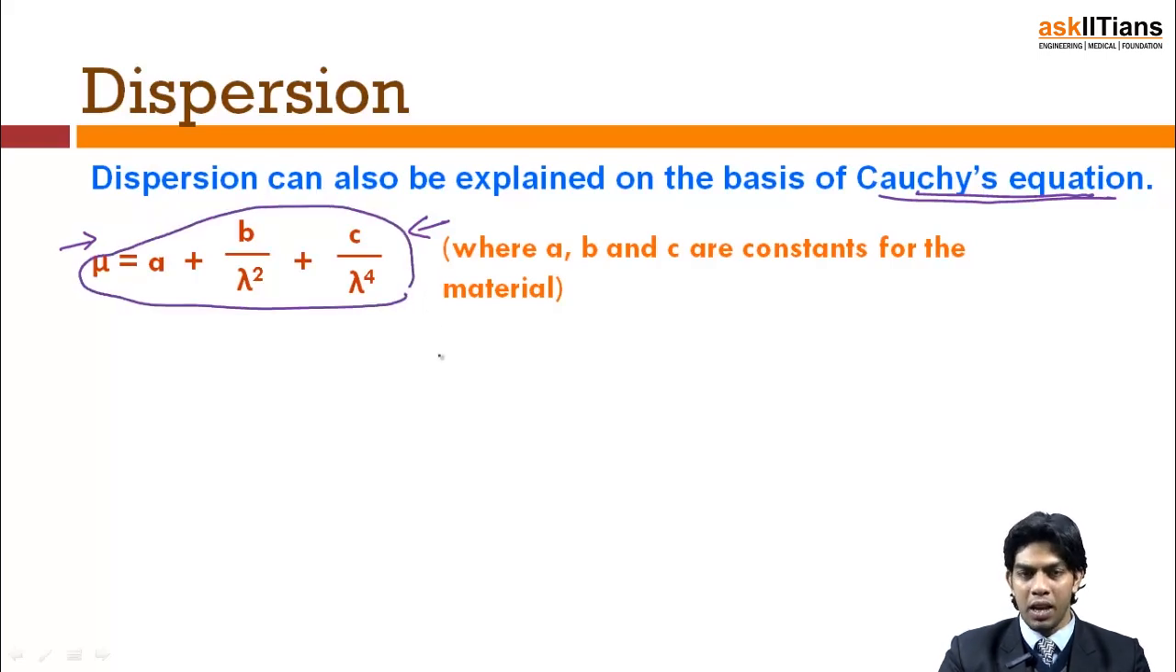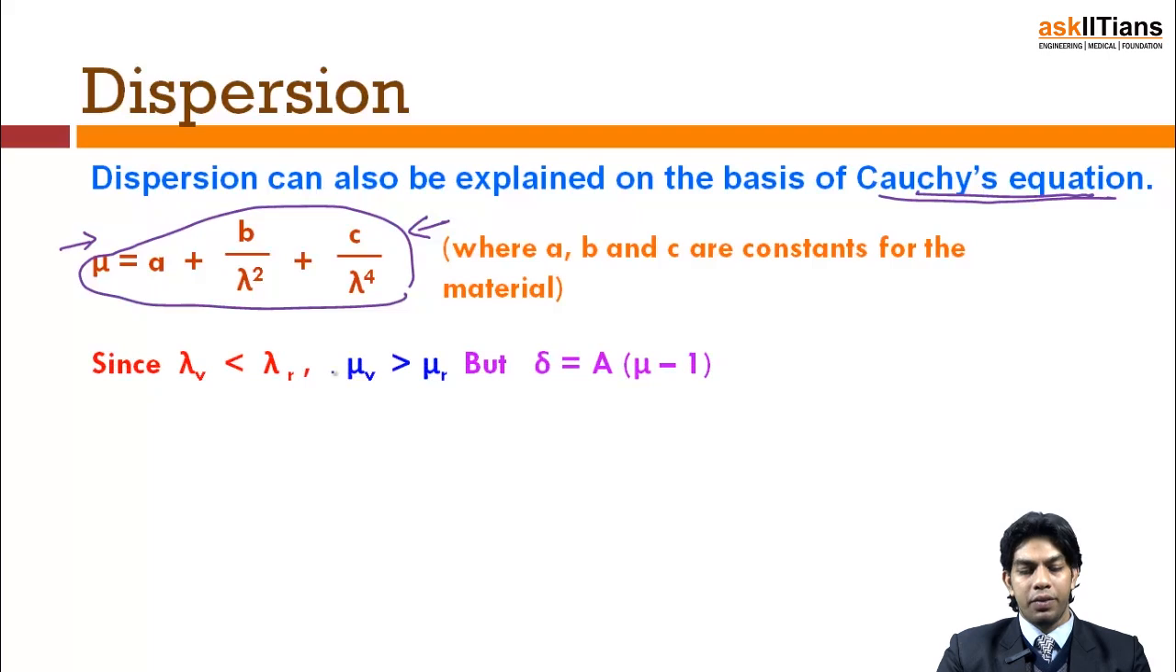mu equals a plus b by lambda square plus c by lambda to the power 4. A, b, c are constants. Now just looking at this equation, I can clearly make out that if I increase my lambda, that is, if I increase my wavelength, it means my mu will decrease. The value of mu decreases, and keeping the angle of incidence constant, it means my angle of refraction is increasing, that is, it's closer to the angle of incidence.